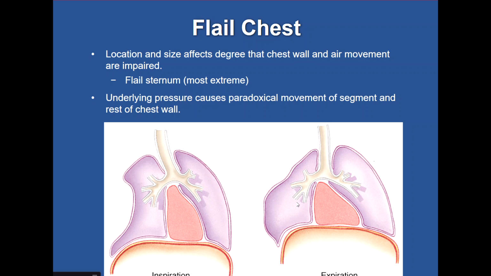So on expiration, everything is relaxing, and that chest cavity is shrinking down to its normal size. That creates increased pressure in that chest cavity, which is normally what blows the air out. But that flail segment is affected by that increased pressure, and it bulges out. This is very painful, and again, why patients self-splint. And also, again, that means that this lung isn't being deflated, so on the next inspiration, it's not getting fresh air, it just has old, stale air in there.